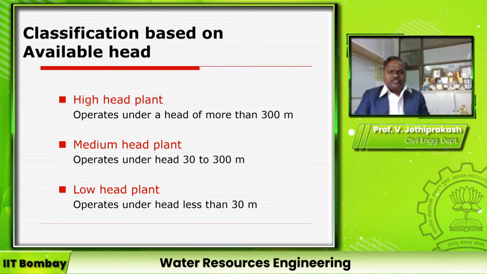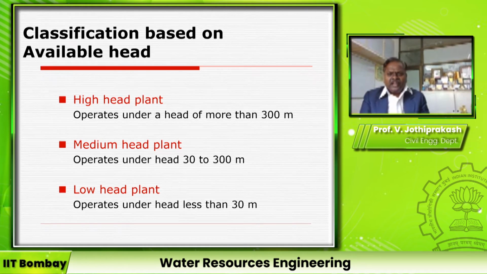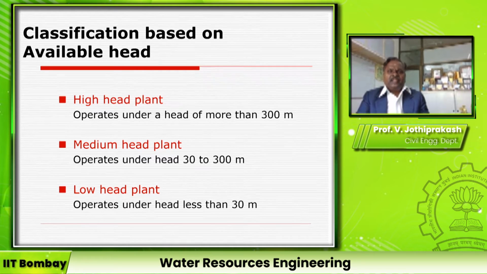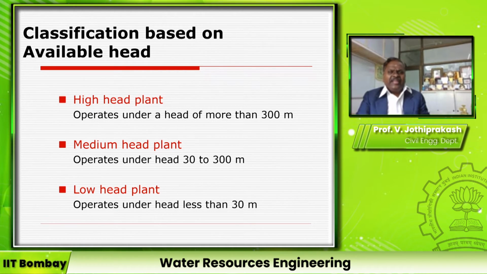Then based on the available head, as I said, this head is the hydraulic head, the level difference between the water level in the dam and the level at which it impinges the turbine blades. So turbines may be at a very low level also, depending upon the location. If that level difference is more than 300 meters, such power plants are called high head power plants. If it is between 30 to 300 meters, it is called a medium head power plant. If it is less than 30 meters, it is normally a low head power plant.